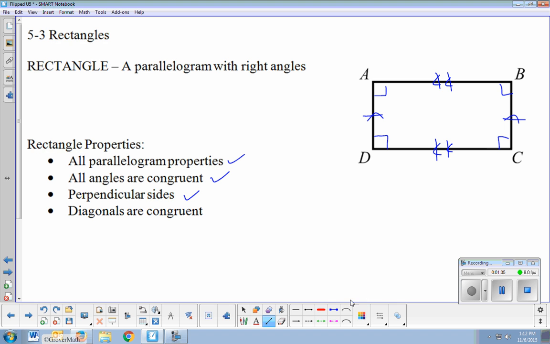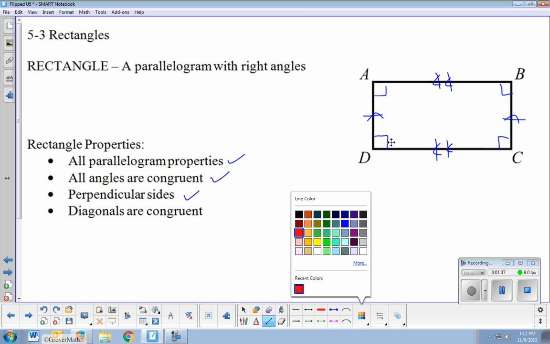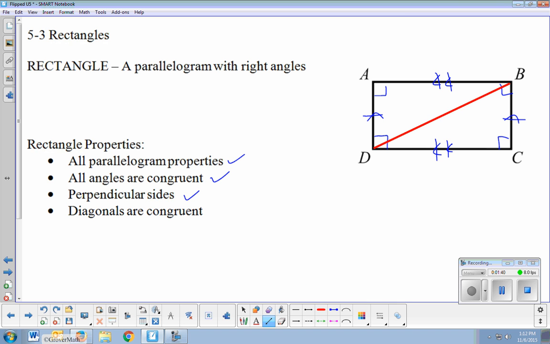And then for diagonals, we still have diagonals bisect each other because it's a parallelogram. So the diagonals are still cutting each other in half, but now because it's a rectangle, diagonals are congruent. And that's really an important one because in a parallelogram, the diagonals only bisect, but in a rectangle, they are congruent. And in the next video, when we get to a rhombus, they're perpendicular. Not congruent, perpendicular. And when you get to the square, the diagonals are perpendicular and congruent.